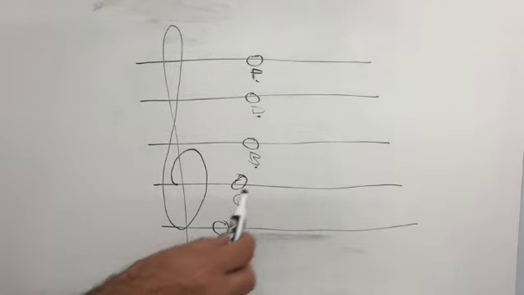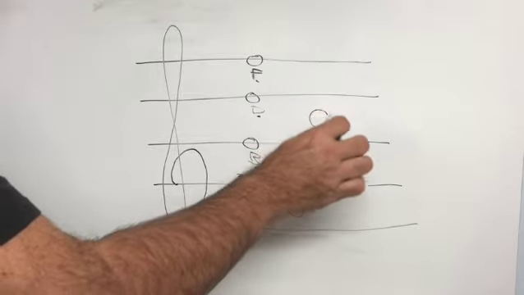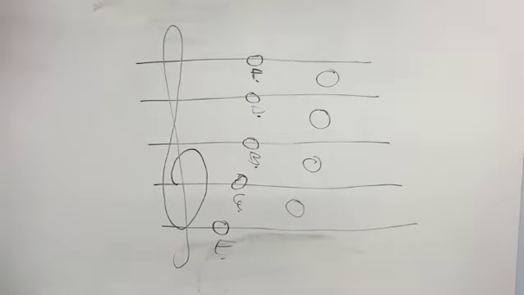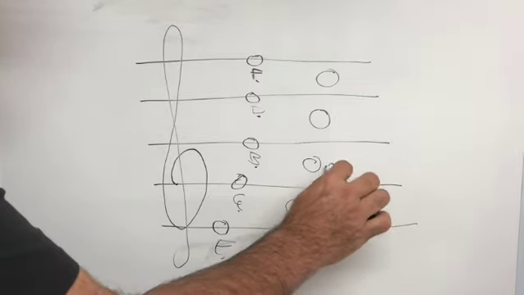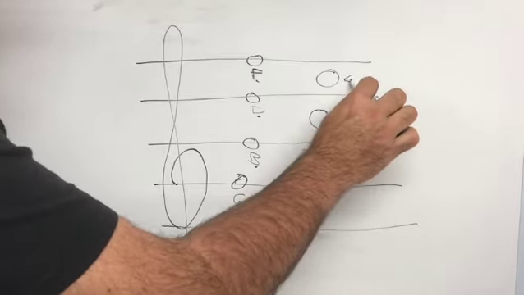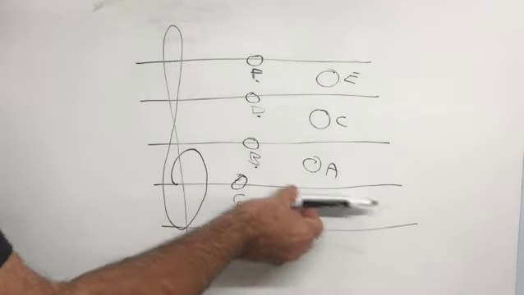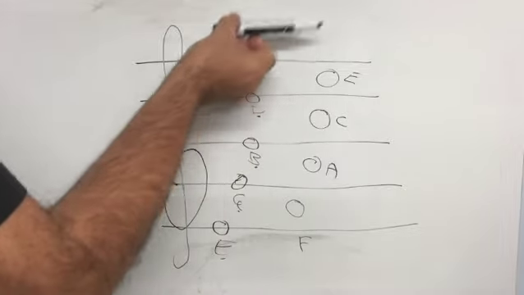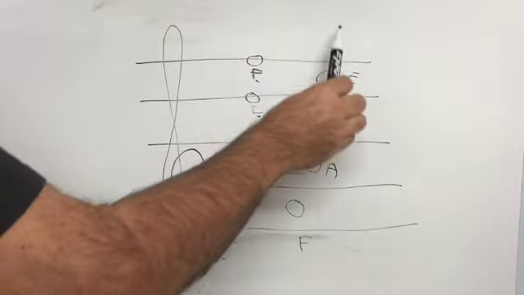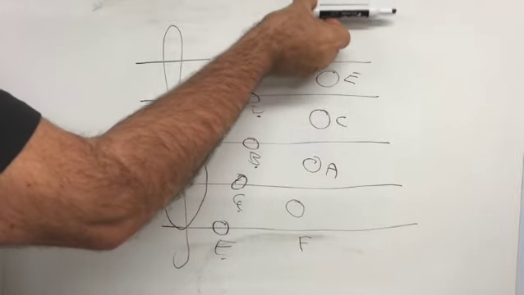Now, as I said before, in the middle we have a space. So a note sits in between each line. It literally goes line, space, line, space, line, space, line, space, line. And like with the little lines you can use above, it continues: space, line, space, line, space, and goes up.